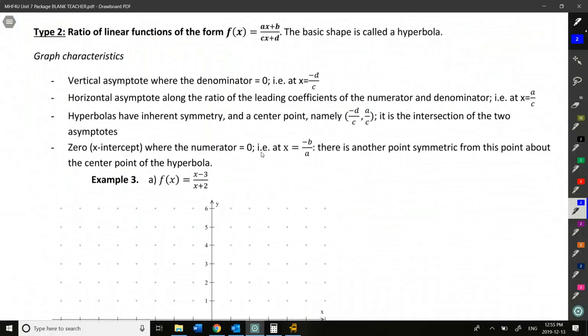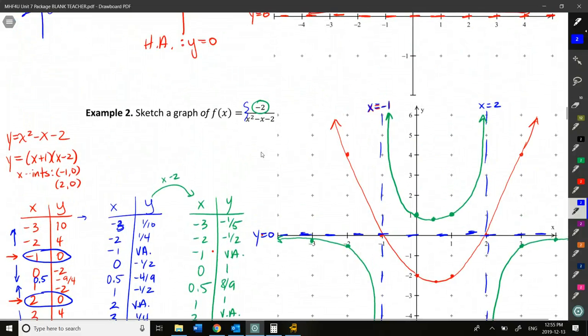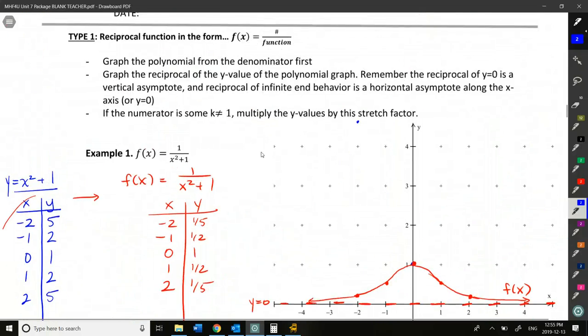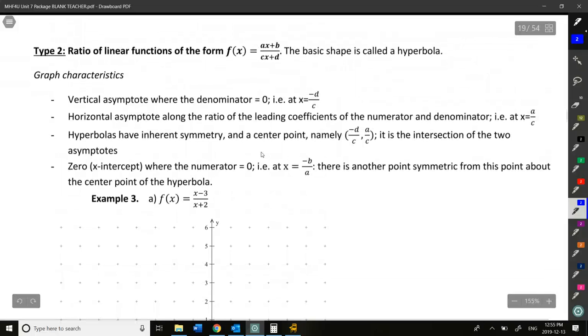Next type of function is our linear over linear function. And the way that you're going to be able to identify these is you have a degree 1 polynomial over another degree 1 polynomial. So these guys that we just looked at, they're number over function. They won't have any x's in the numerator if you're going to graph using this method. These ones that we're looking at, they're linear over linear.